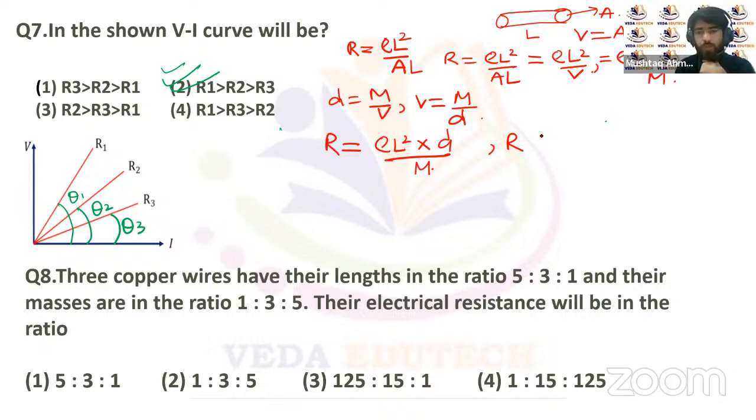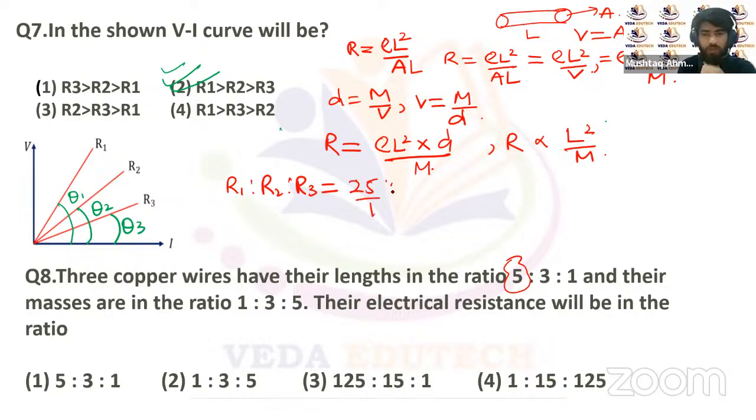So from here you can see the resistance is directly proportional to L square upon M, right? So now calculating the ratio R1, R2, R3, it will depend upon L square upon M. The L square for the first factor, 5, will be 25, so 25 ratio 1. The second is 3, that will be 9 ratio 3. And the third is 1, that will be 1 ratio 5. So this will be the ratio between R1, R2, R3.